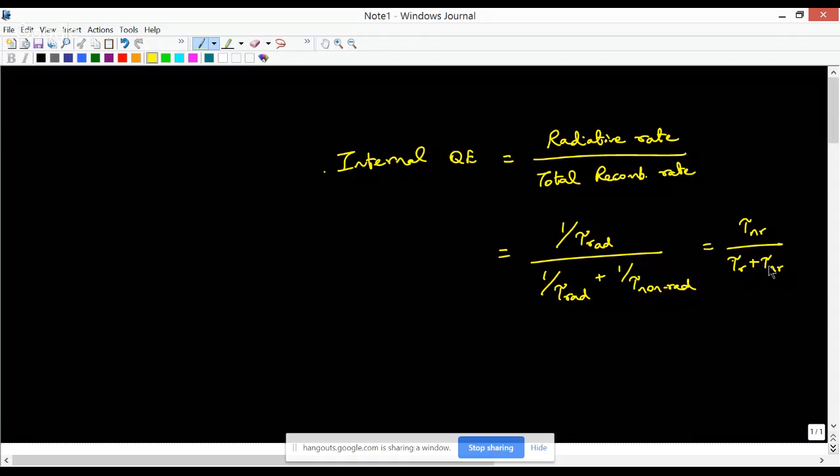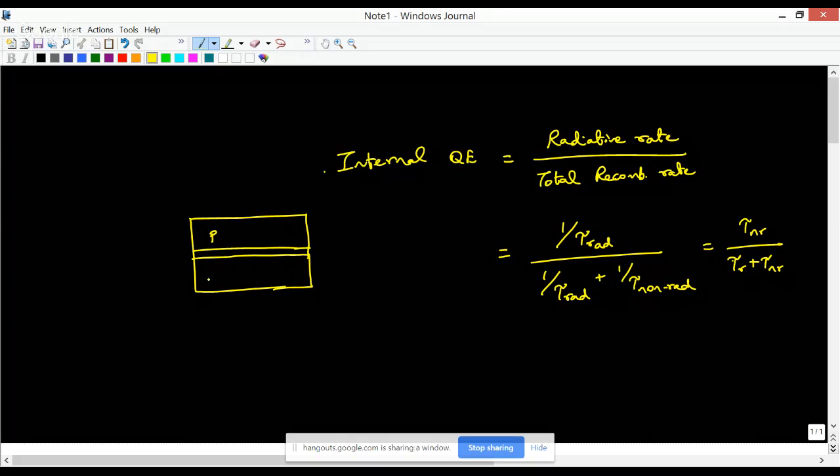So we are trying to work towards, or engineer, the structure such that tau r is much less than tau nr. And how do we exactly engineer the structure? That is actually through this double heterostructure. So if I were to draw the p-n junction, it's going to look something like this.